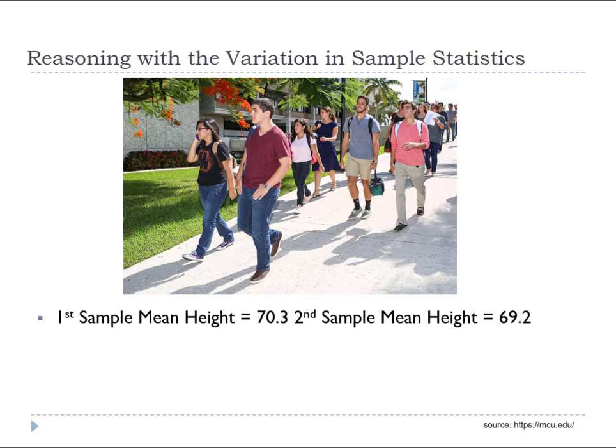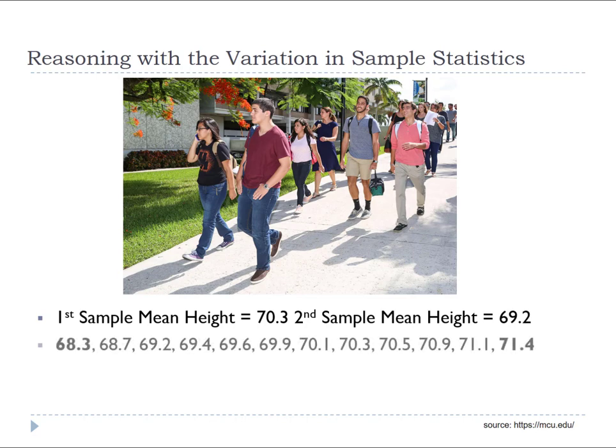You decide to repeat this process 10 more times, resulting in 12 sample mean heights based on sample sizes of 16 men. The resulting 12 sample means are shown here. At this stage, the following question might come to mind. Why does the range of sample mean heights go from 68.3 inches to 71.4 inches?